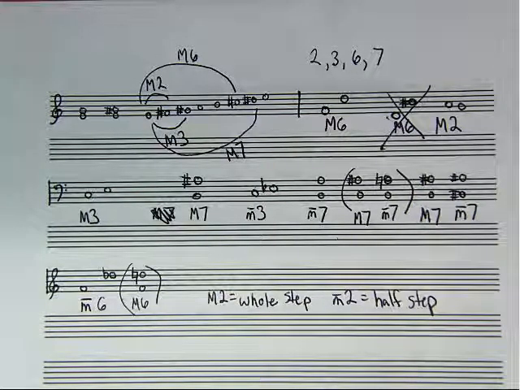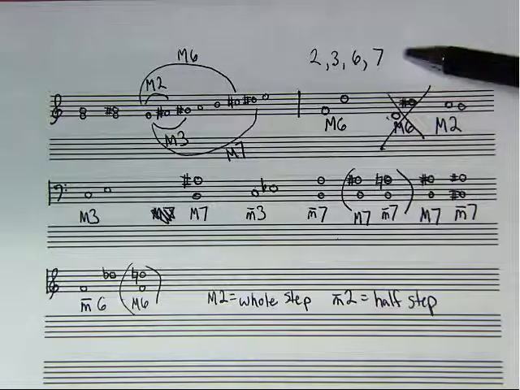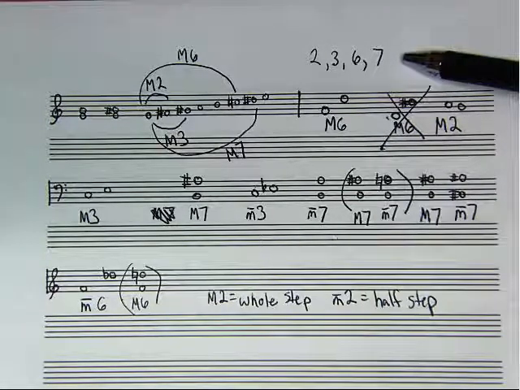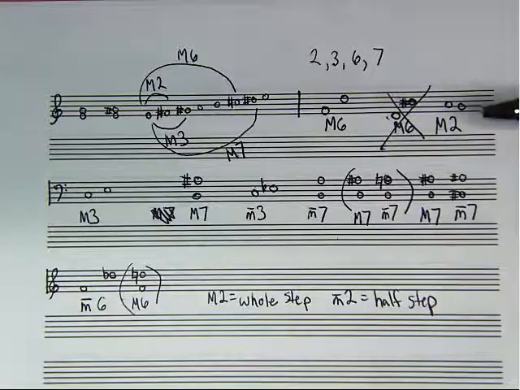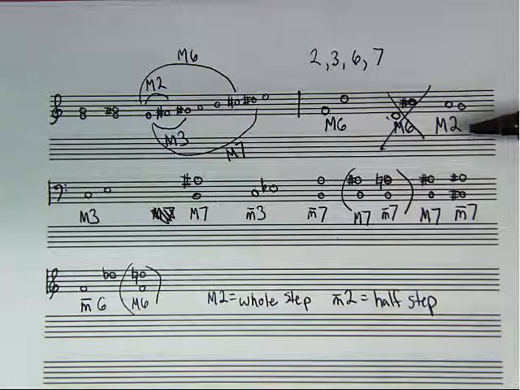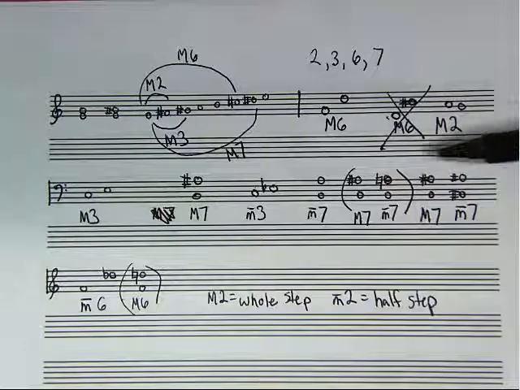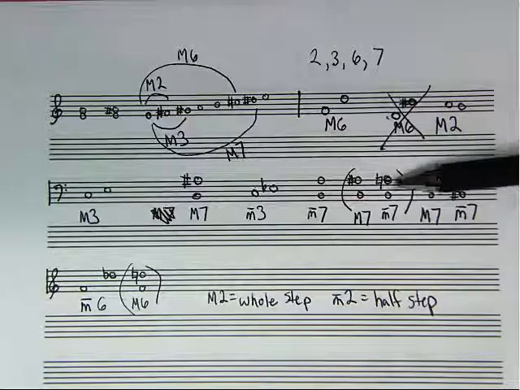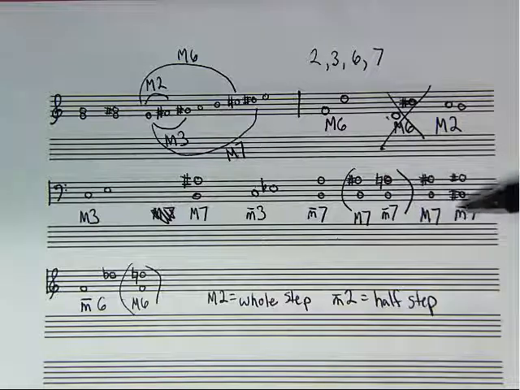So just remember, major and minor intervals can only be seconds, thirds, sixths, and sevenths. The other intervals can never be major and they can never be minor. If you have a major interval, the top note is in the major scale of the bottom note. And if you have a minor interval, it's just like a major interval except a half step smaller, either by bringing the top note down, like we did here, or by bringing the bottom note up, like we did here.